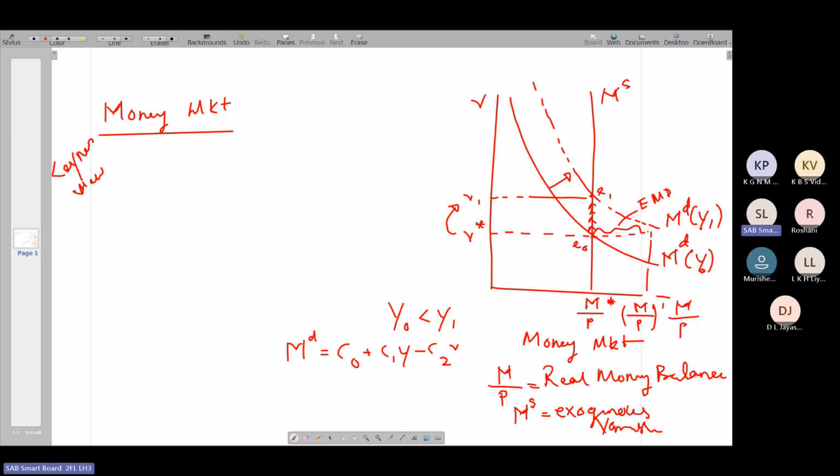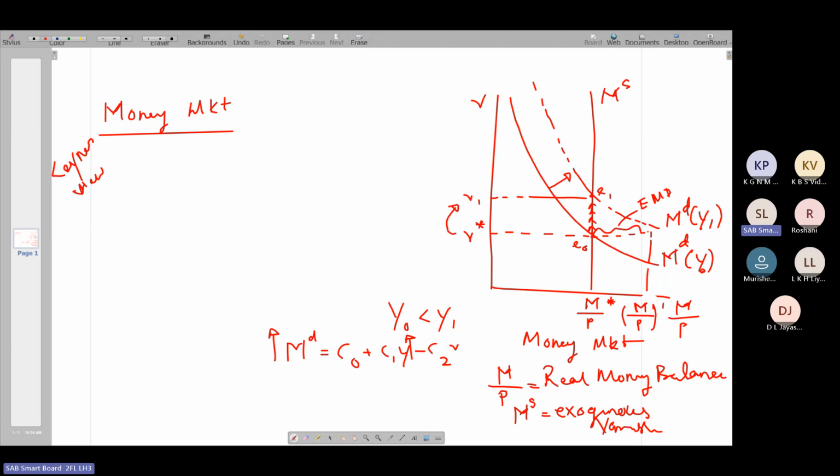Our change is an income increase from Y0 to Y1. As a result, money demand increases under the transaction and precautionary motives. When income increases from Y0 to Y1, money demand increases under transaction and precaution. That is explained by shifting the money demand to the right.